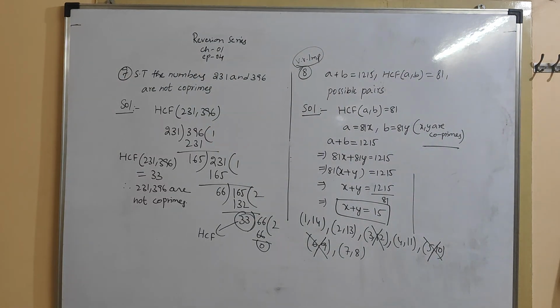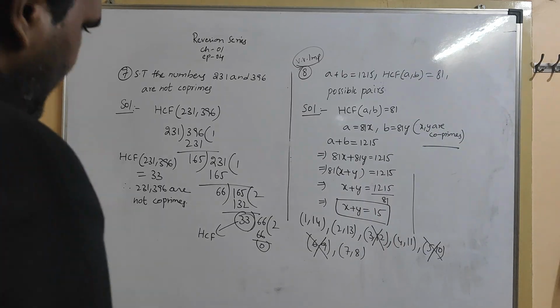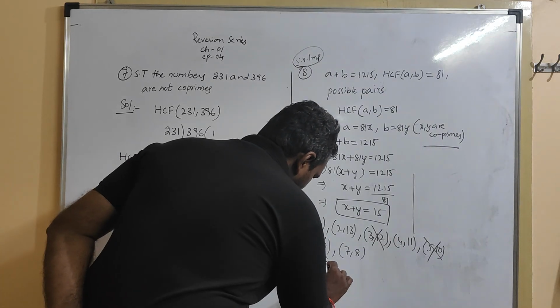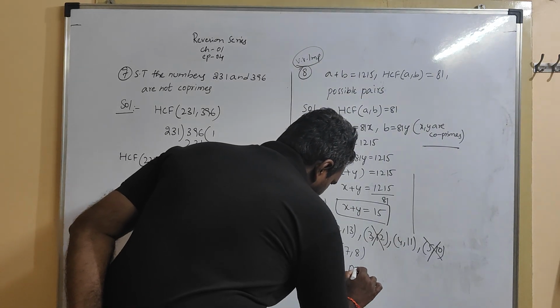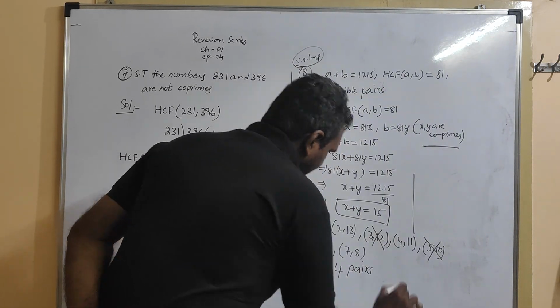Am I clear? Those who have mathematical skills only, this step also they will do. And after that, therefore, what is the answer? 4 pairs will be there.